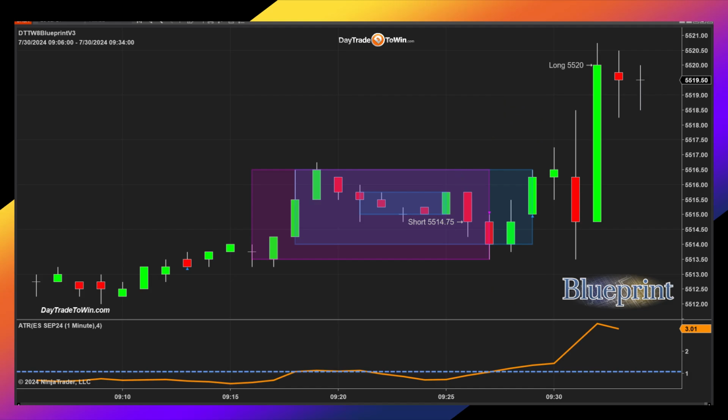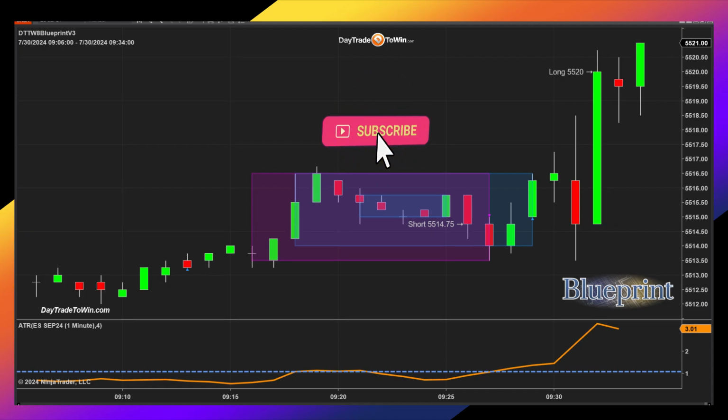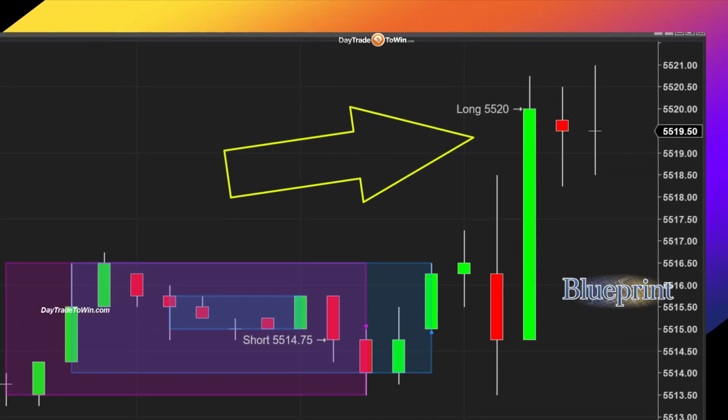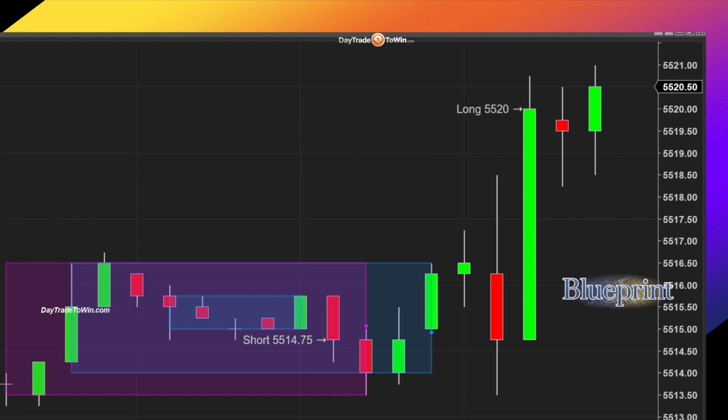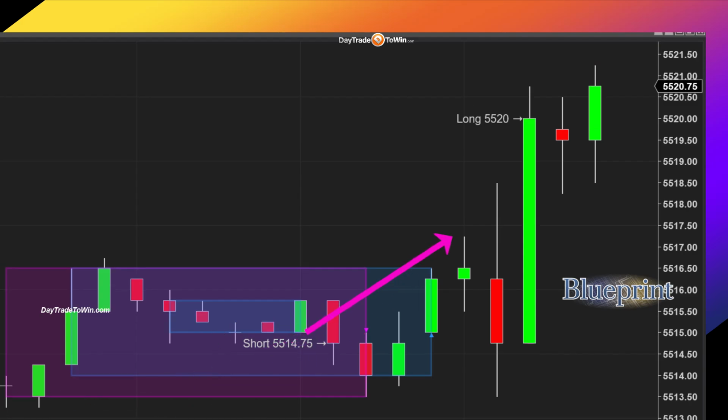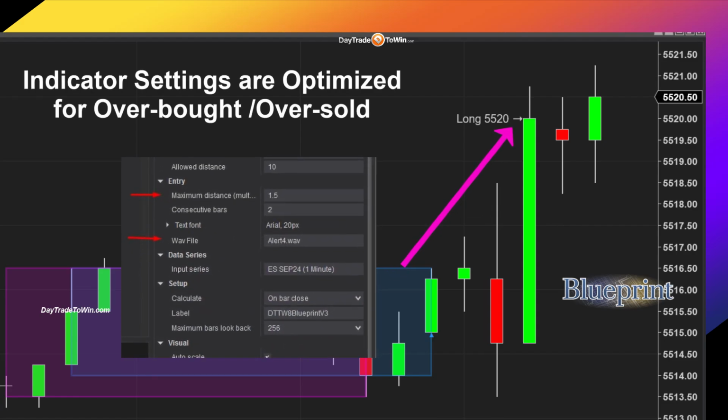So think about price action trading using the candles to dictate what and how you approach the market. So if the market is moving higher or lower, have a reason to enter into the market. Now the signal 5520 is provided by the blueprint software, just like it was the short there at 5514.75.